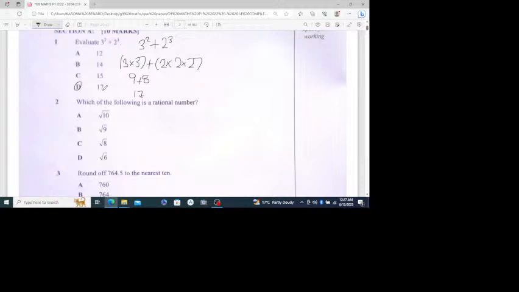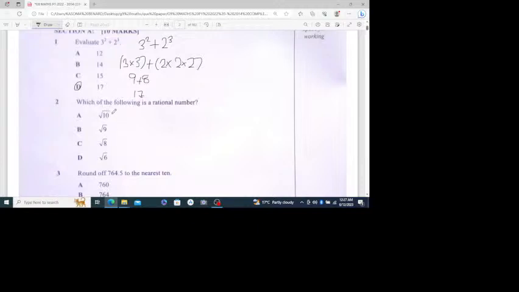Which of the following is a rational number? I'm just going to define a rational number in the simplest way. A rational number is a number that will give you a perfect square root, or a number which doesn't have a lot of decimal places. So that's the easiest way we can identify it.